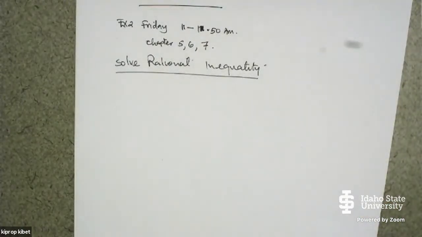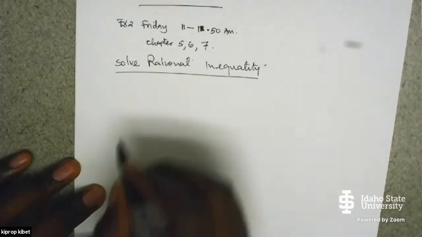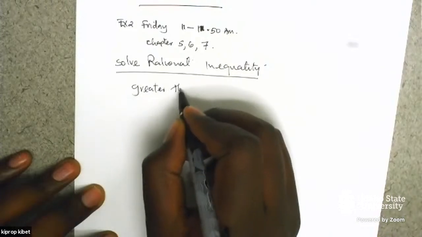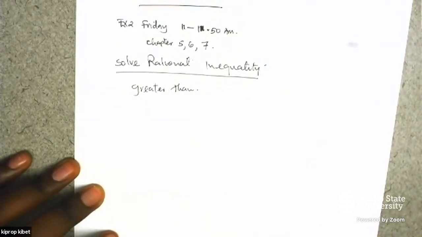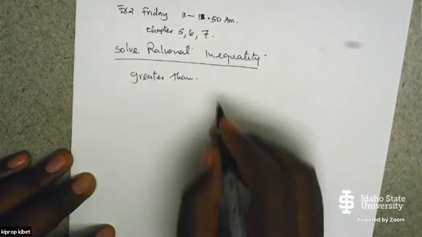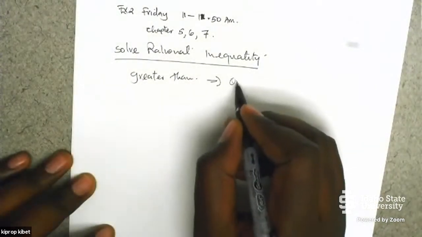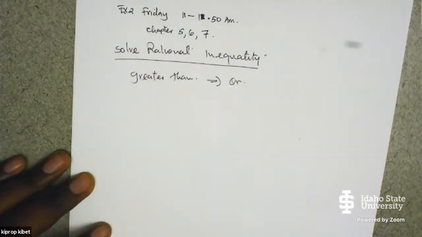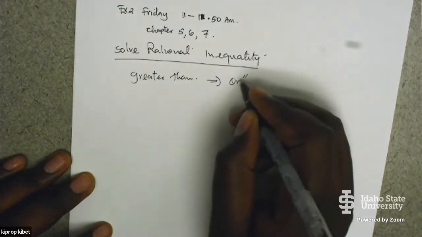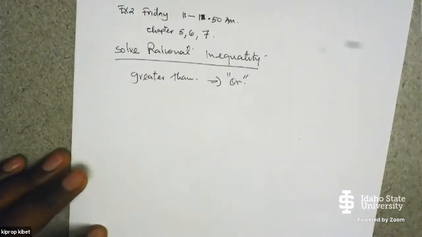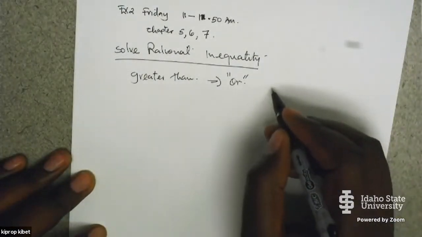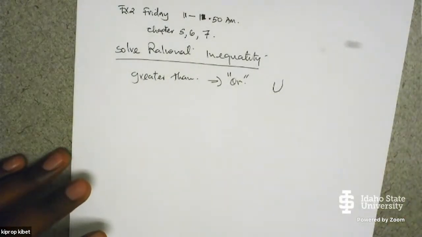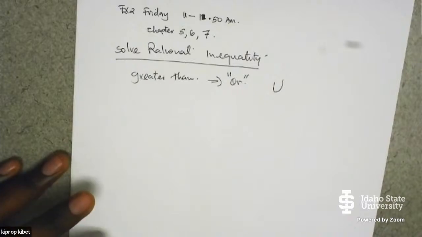If we remember, if we have greater than, then this is basically or. And if it is or, then most of the time we connect it to the union.